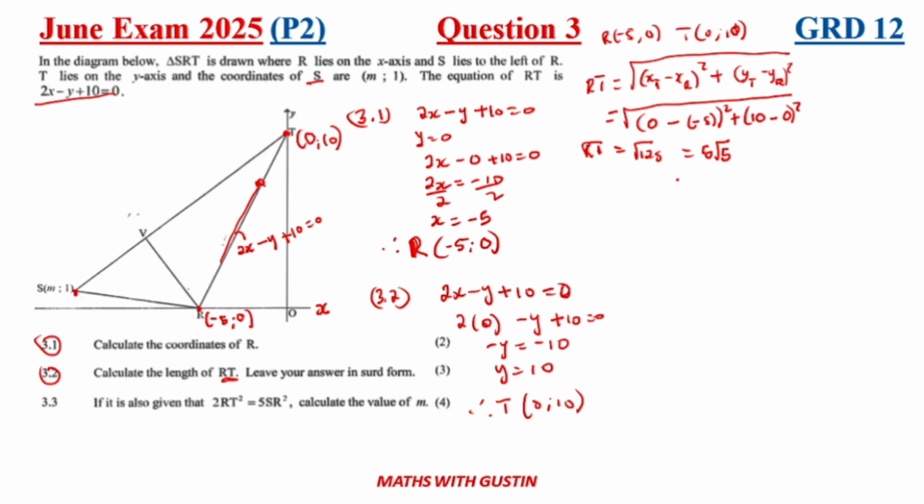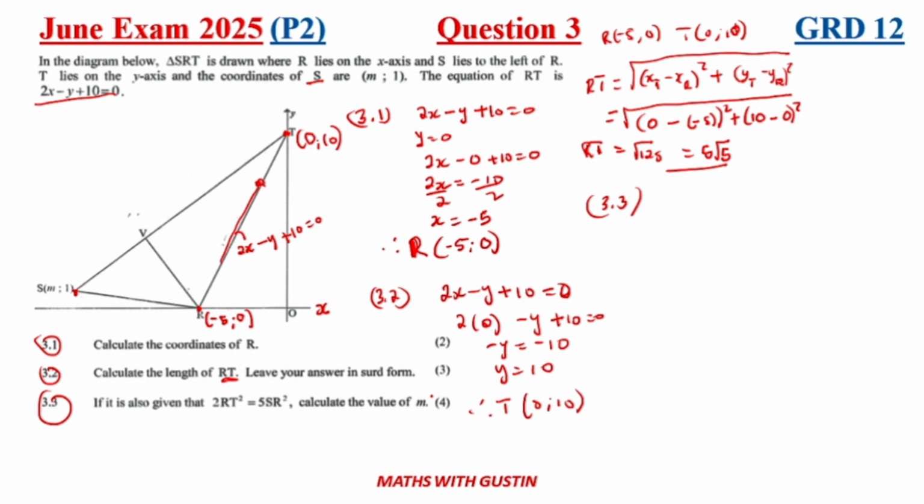And that's our answer there, the length of RT. So 3.3 said, it is also given that, very important, this statement right here, 2 RT squared is equal to 5 RS squared.